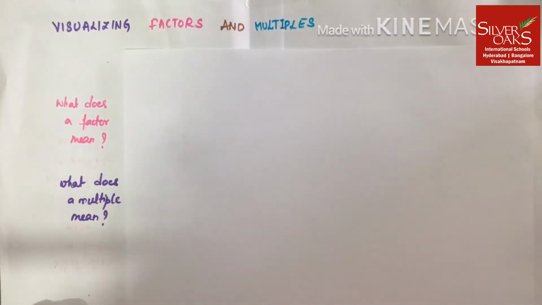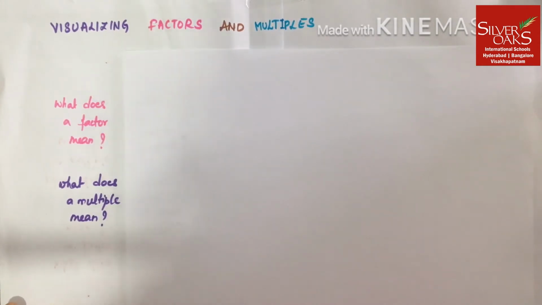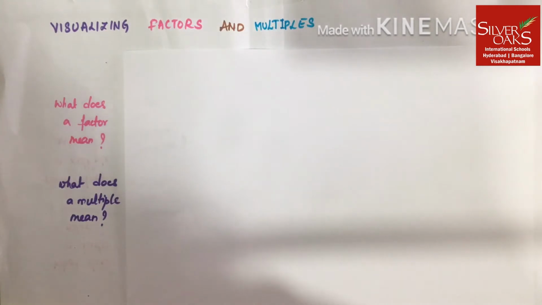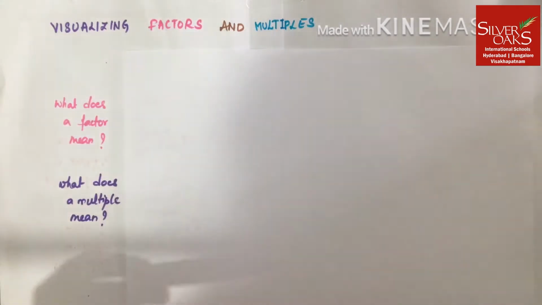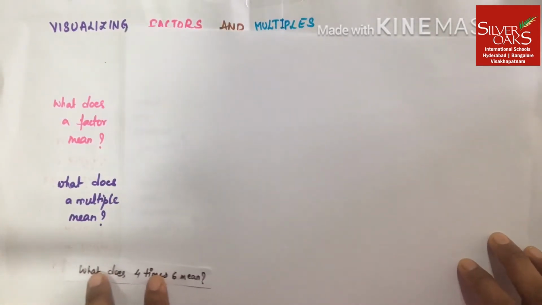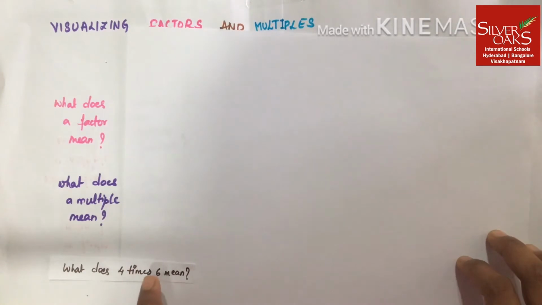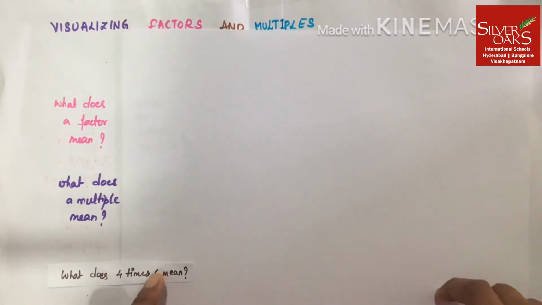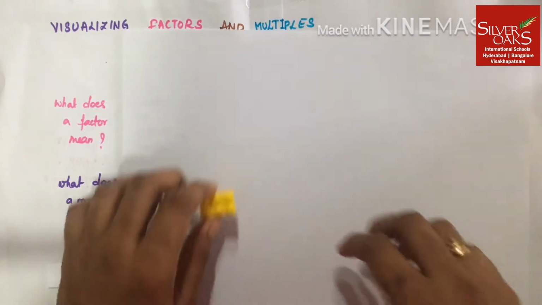So did you all try it? I'm sure you must have got an answer. So let us say, what does this 4 times 6 mean? When I reread this question again and again, I am able to interpret it this way. 4 times 6. So I'm supposed to take 6 4 times.